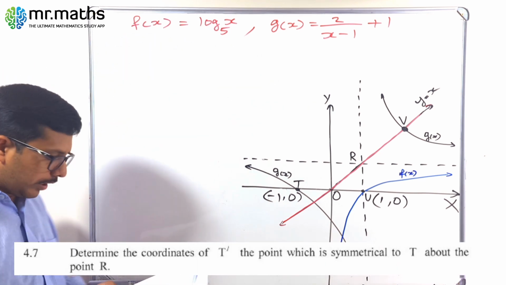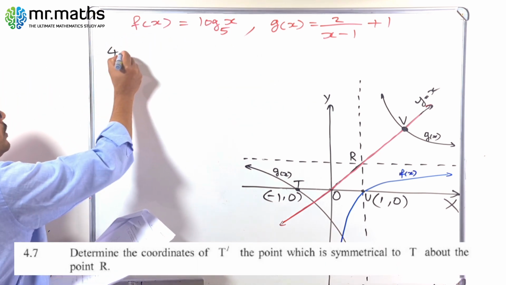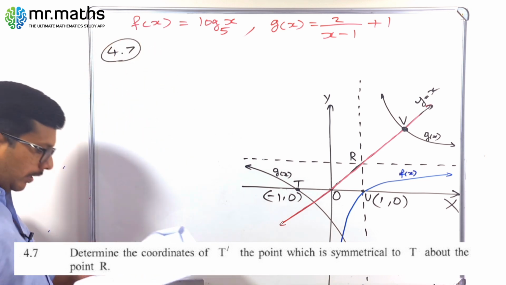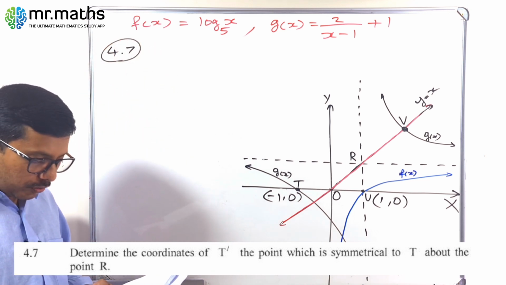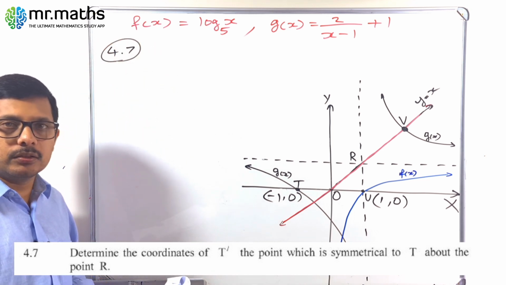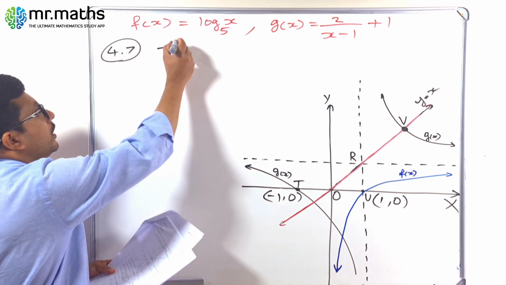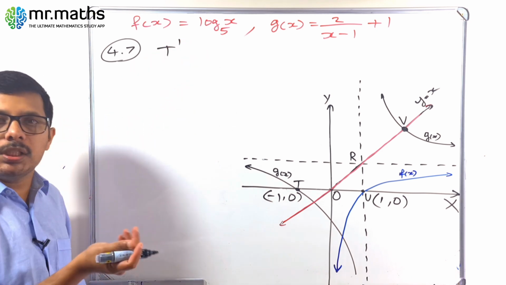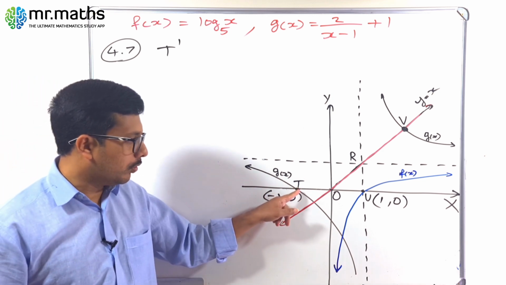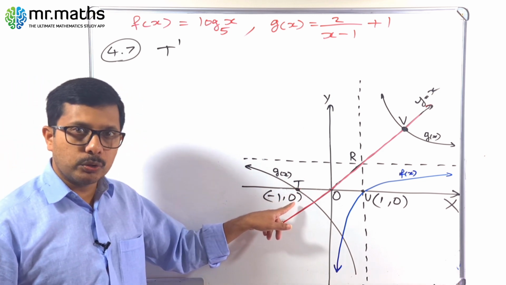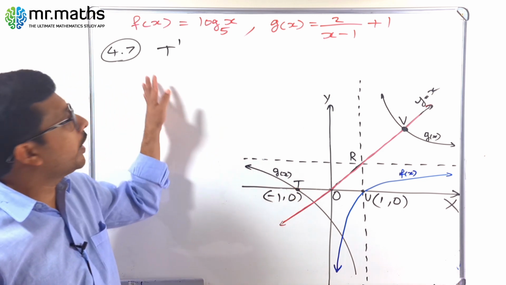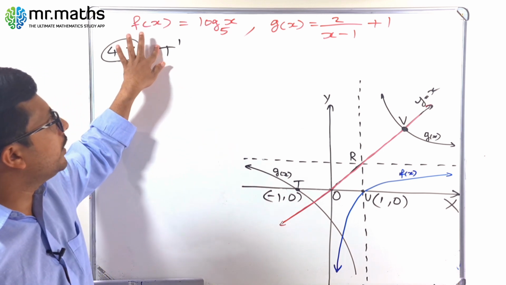Okay, let's move to the next question. Question number 4.7. Determine the coordinates of point T dash. So you have to find the coordinates of the point T dash. What is T? T we already got, -1 comma 0. So you have to find the coordinate of T dash.